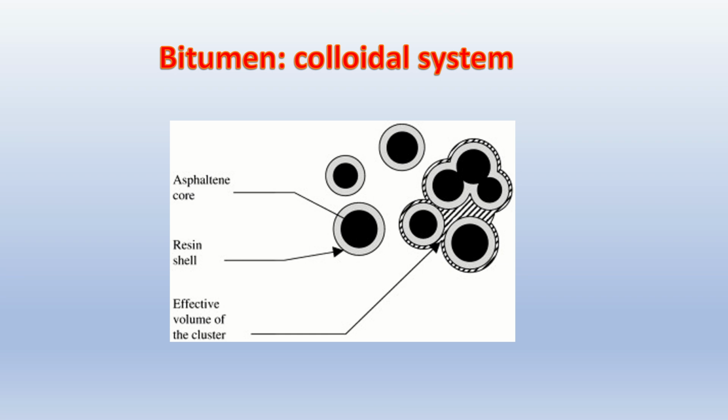In this slide, you can see the asphaltene dispersed in the maltene. Of course, the asphaltene is polar, the maltene is apolar. We need some resin that surrounds the asphaltene to stabilize the system.